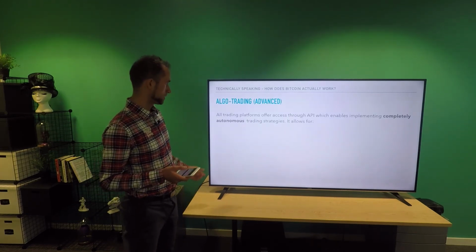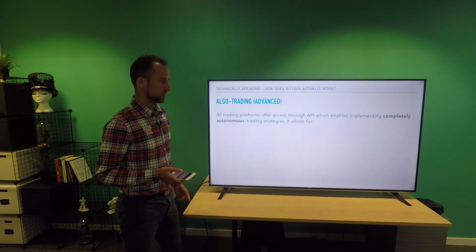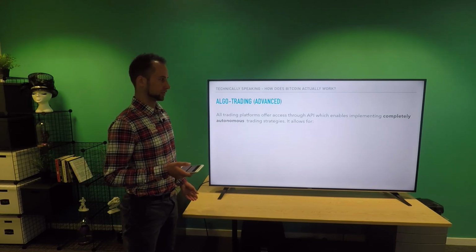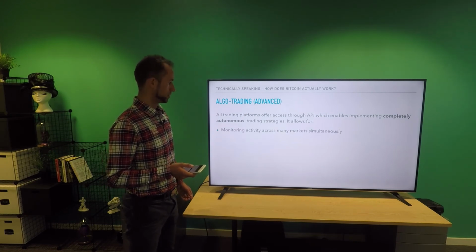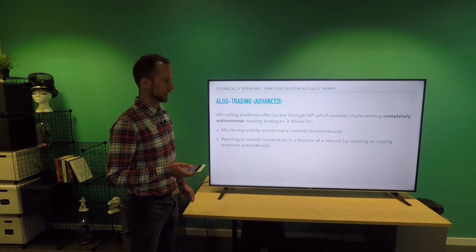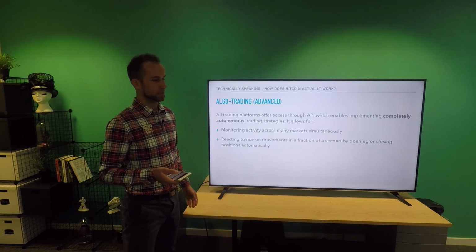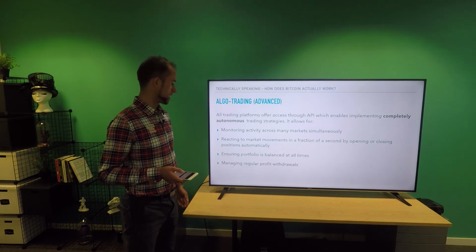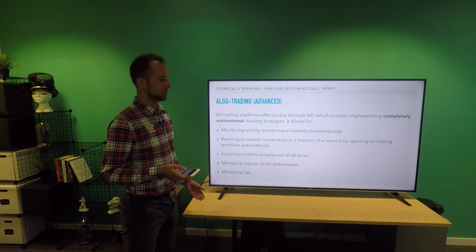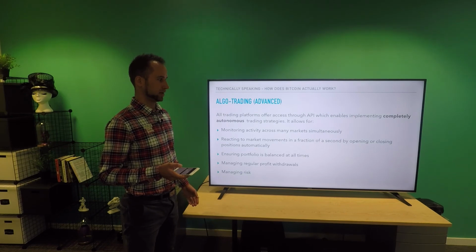Right, the last thing I want to talk about is algo trading. All trading platforms these days offer API access, which is application programming interface, and that enables implementing completely autonomous trading strategies. So it allows for monitoring activity across many markets simultaneously, reacting to market movements instantly by buying or selling automatically, ensuring the portfolio is balanced at all times, managing regular profit withdrawals, or managing your risk. So it is just a way to automate traders' work.